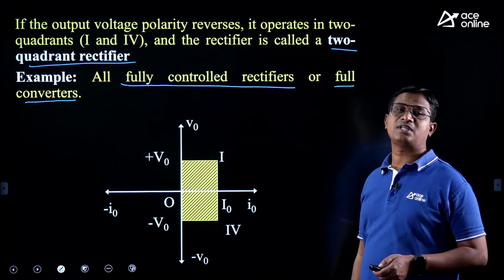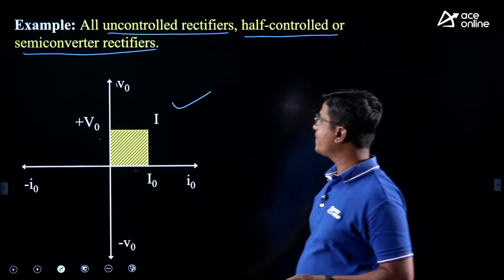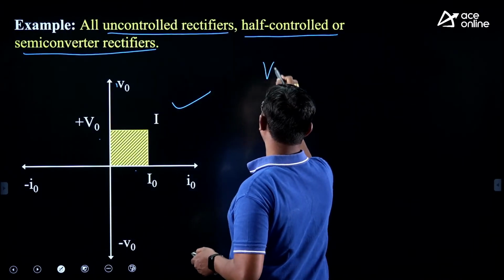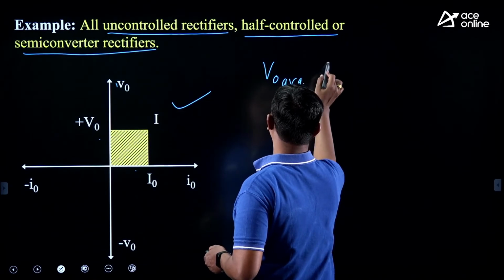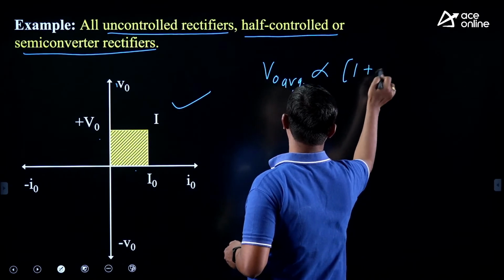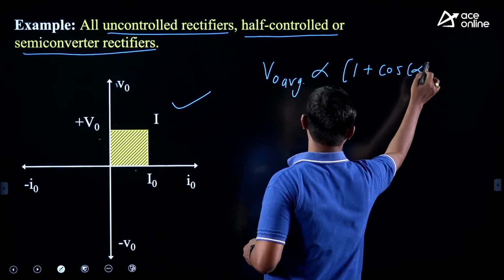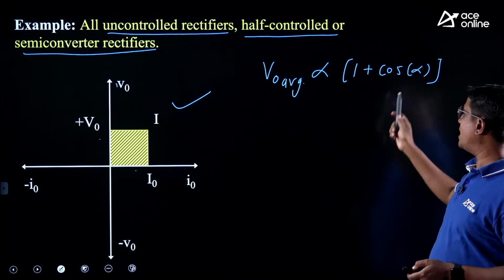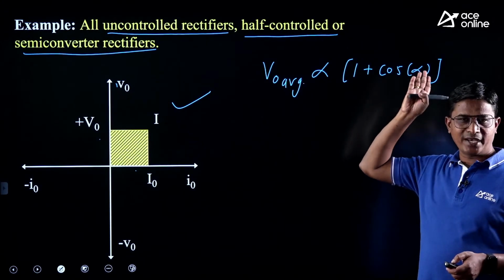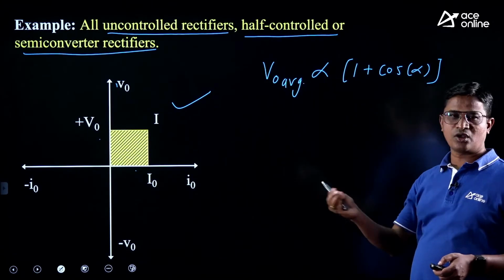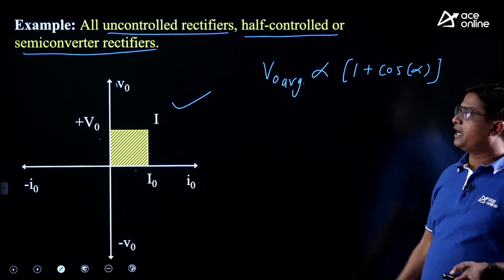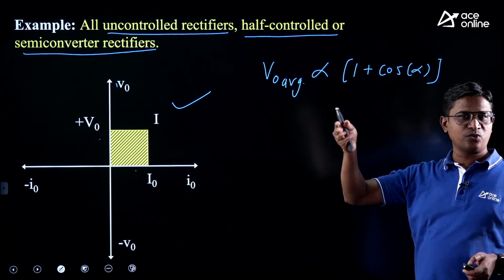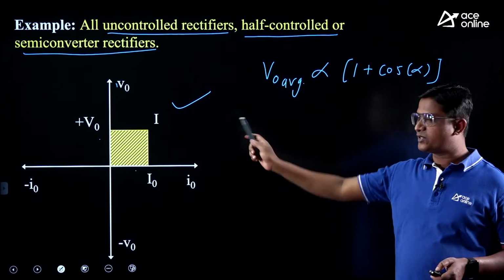These operate in first and fourth quadrant. If you recall, in a semi converter, how is my V0 average? In a semi converter, V0 average is proportional to 1 plus cos alpha. Alpha means what? Firing angle, right? So if you vary the firing angle from 0 to 180 degree, my output voltage is always positive, right? And your rectifiers will give output current as only positive. Okay, so therefore first quadrant operation.